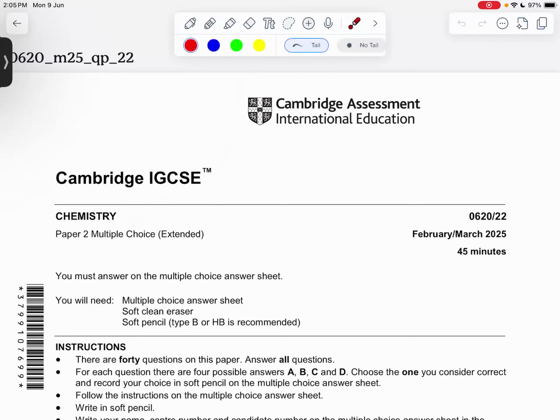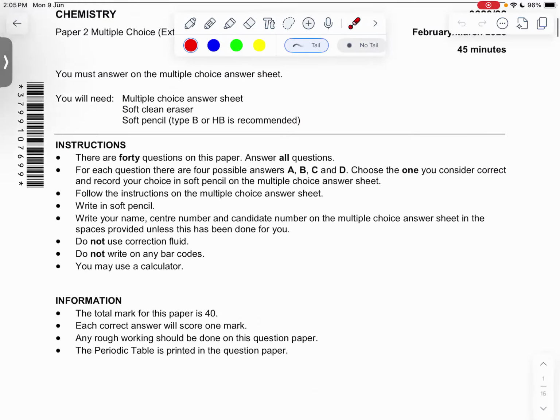Today we're doing IGCSE Chemistry Paper 2, February March 2025, Variant 2. All right, so let's start with the first question.